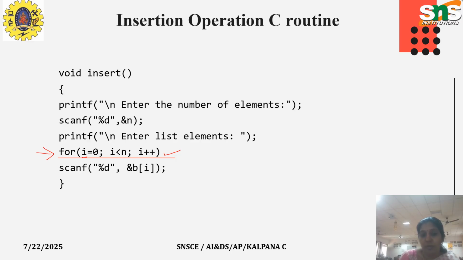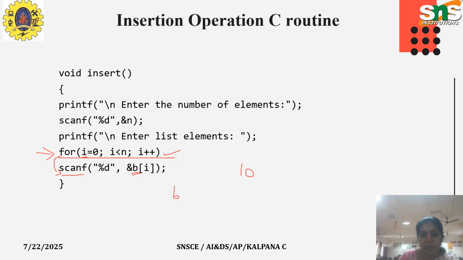Followed by the for loop, we have the scanf statement. Here we are going to get the input from the user. Let's say for 10 inputs, I am going to get them here. This B is nothing but the array name. This i represents the index value.